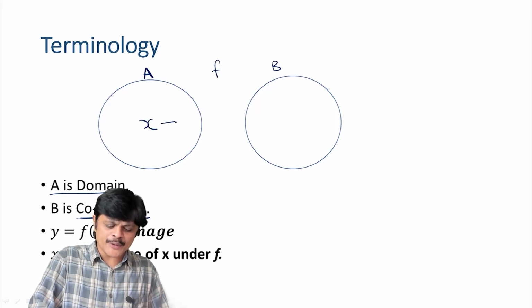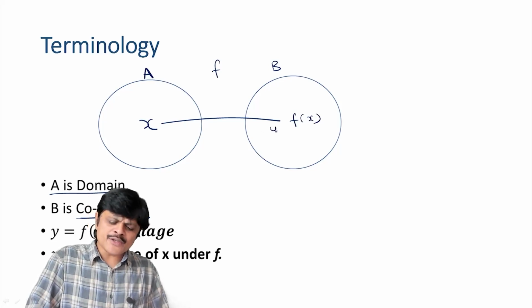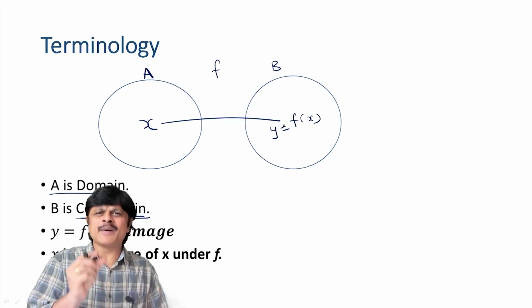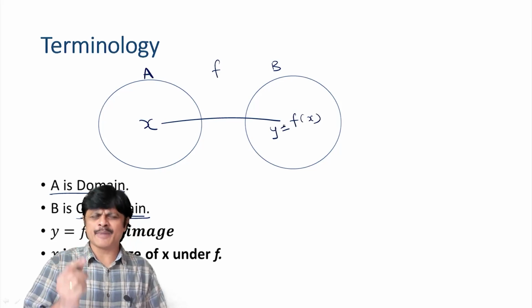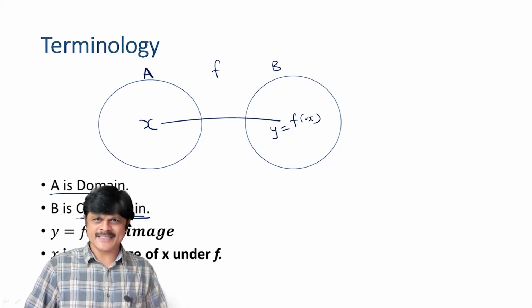It will assign every element to a unique element of set B. We denote it as f(x). We can also denote it by some new symbol like y. y is just a symbol we use. y is equal to f(x). So x is assigned to f(x).